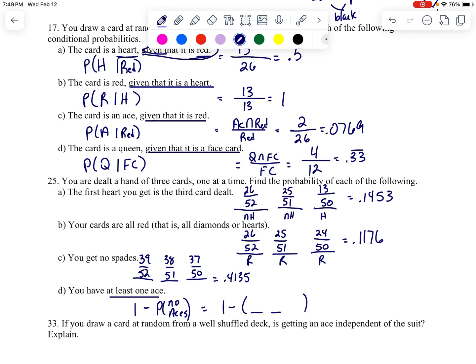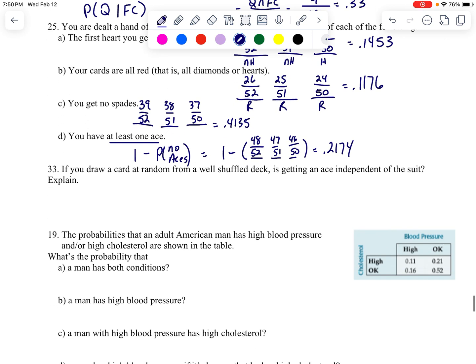So this is going to be 1 minus. We have to have no aces, but last time I could just take something to the third power because it was independent. My probability didn't change, but now it does. So there are 48 non-aces because there's 52 total and 4 aces. So that's why 48, and then 47 out of 51, and then 46 out of 50. And that's going to give me my probability of no aces. So we got 0.2174.